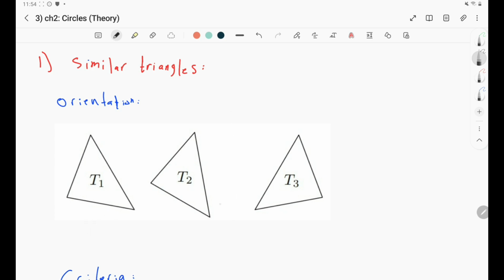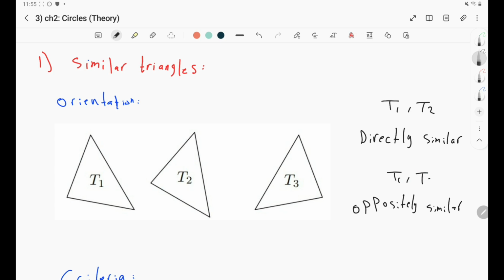So there's one idea here: these two triangles have the same orientation, while this and this are not. So we call these two triangles directly similar. So we have here two ideas: directly similar or oppositely similar. And to decide whether they are directly similar or oppositely similar, here for example T1 and T2, while here T1 and T3.